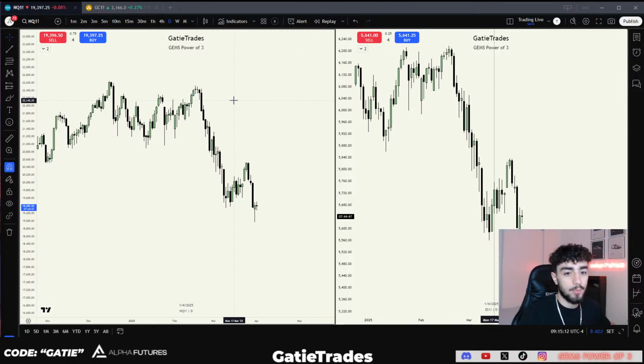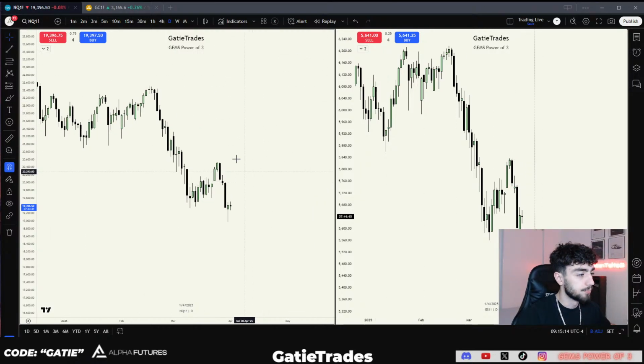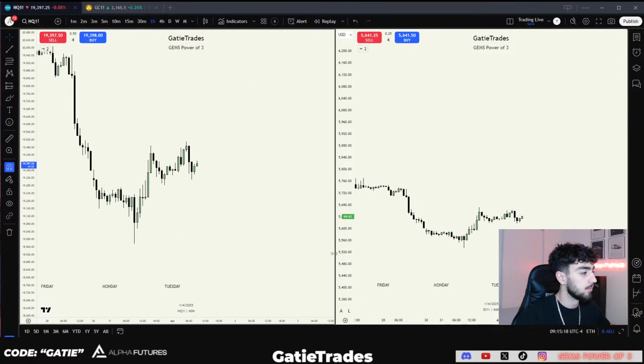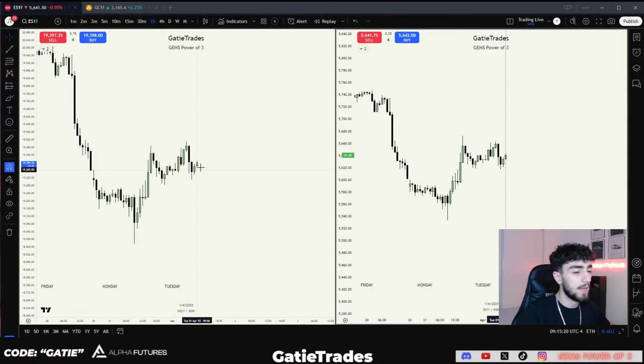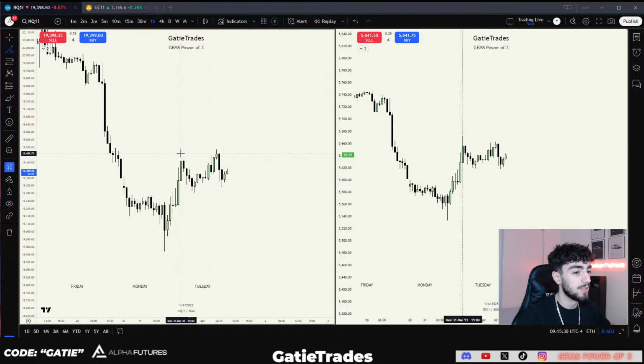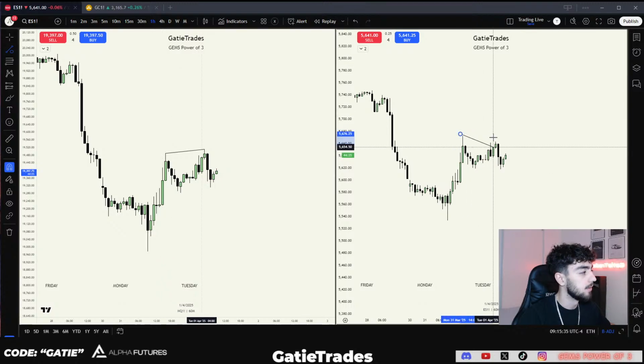Can you explain SMT, bro? Yeah, I got you. Look at my cursor. So these two assets, Nasdaq and the S&P 500. Nasdaq is the left chart. ES is the right chart. These two assets are meant to move the same, right? They're supposed to make the same highs and the same lows at the same time.